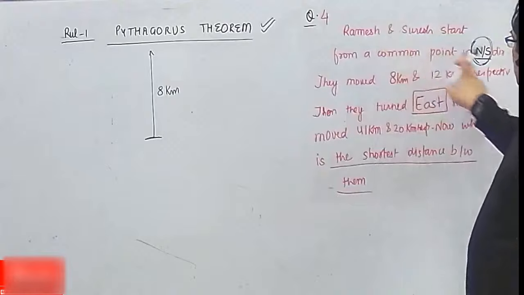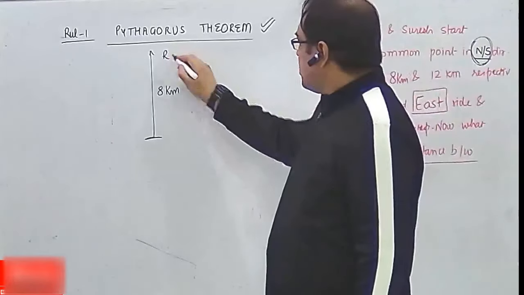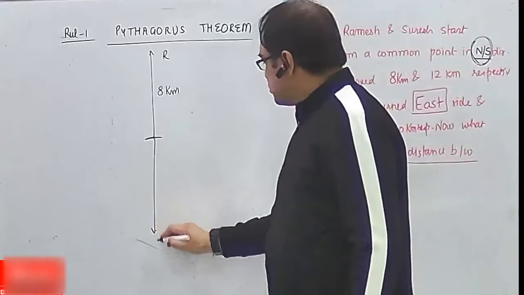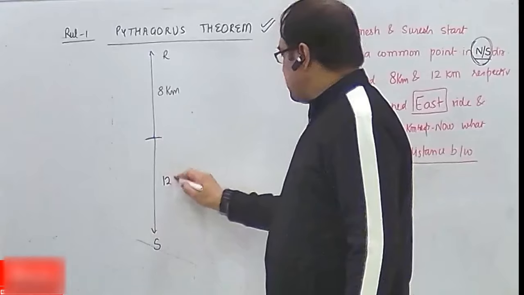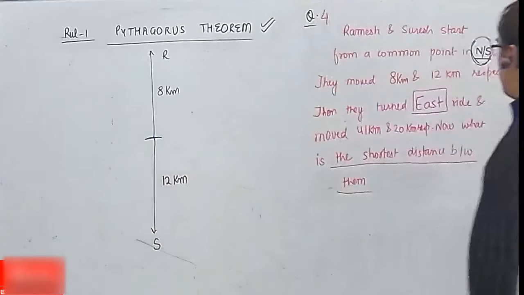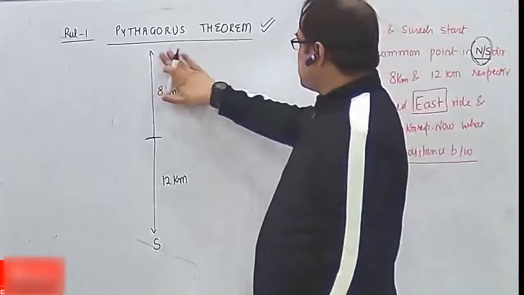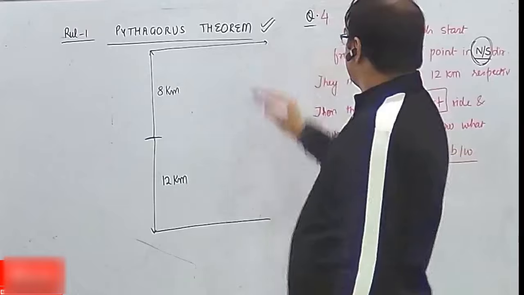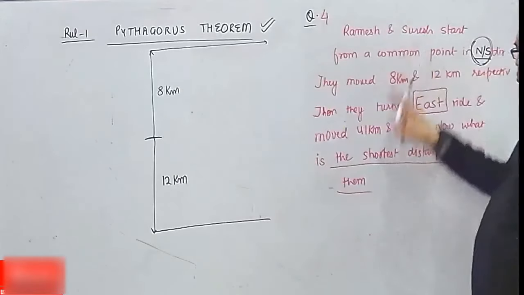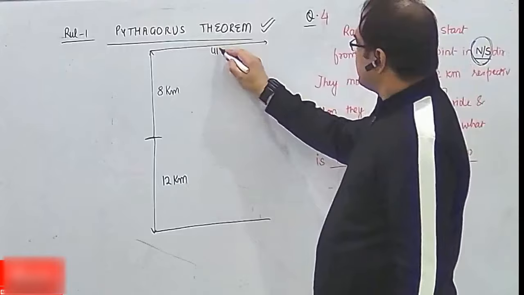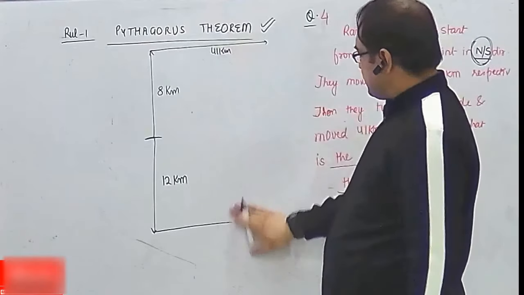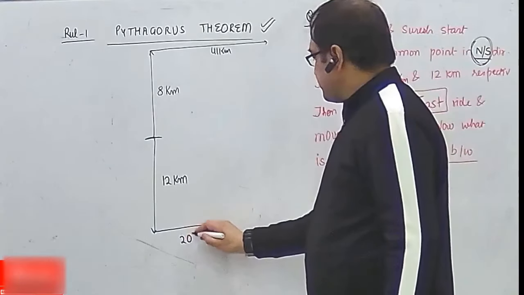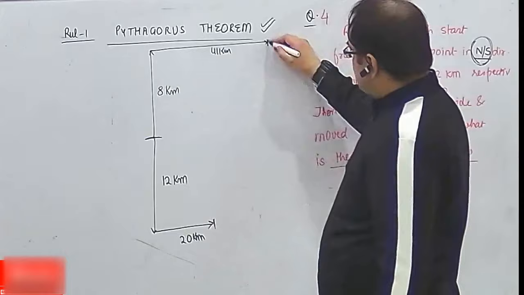Okay, so Ramesh moved north here 8 kilometers and Suresh moved 12 kilometers south. This is south, Suresh 12 kilometers here. Then they both turn towards east, which means they are turning this way. So Ramesh moved 41 and Suresh moved just 20. So Suresh is here, Ramesh is here.